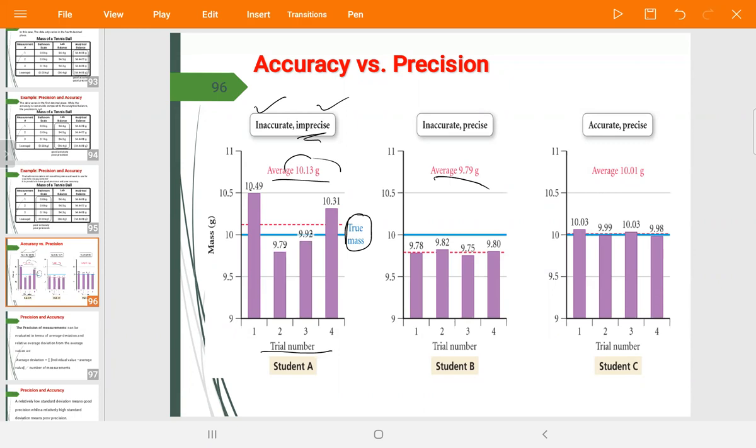Now let's see the third one. I mean, yes, the third student. If you take this example, if you add these four measurements and divide them by four, you'll get 10.01, which is more or less close to the true value. So this is accurate. And as you can see, the values are also closely related to each other. Therefore, we say that this measurement is also precise. All right.